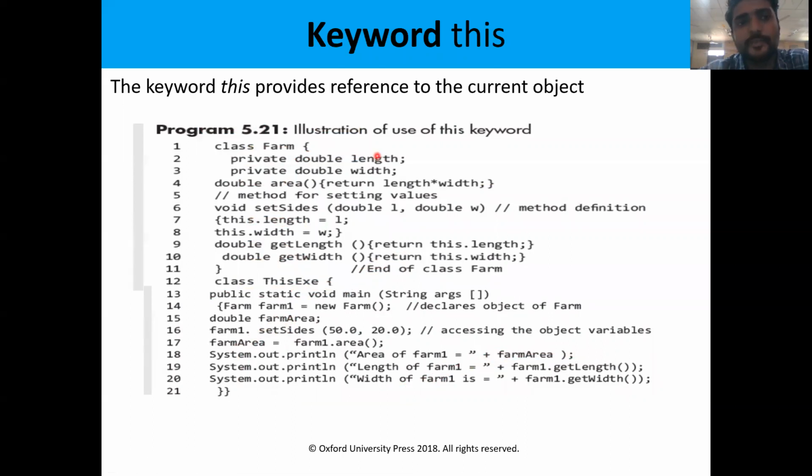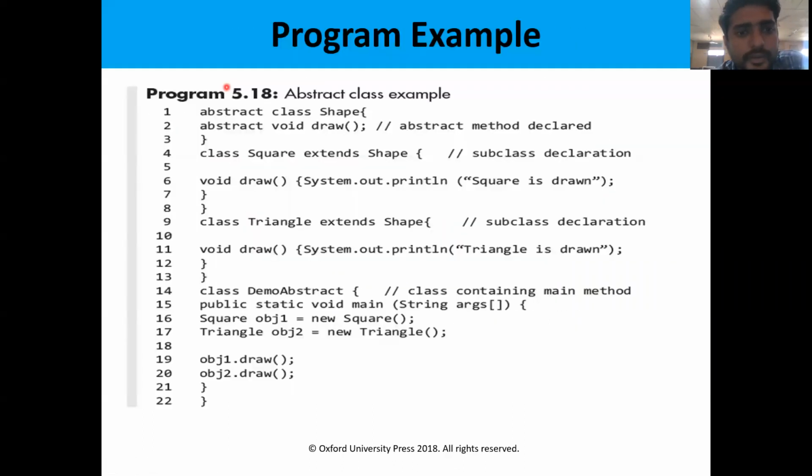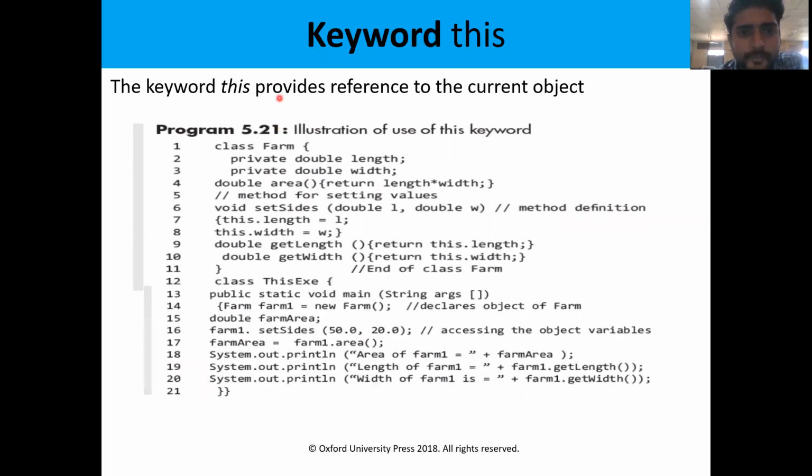So next one, the this keyword. In Java, there are 50 keywords available, and among that, this is a keyword which is used to refer to the current object. That means here, see, this.length, this.width. So it is referring to that current object.